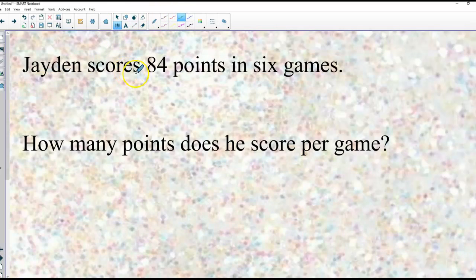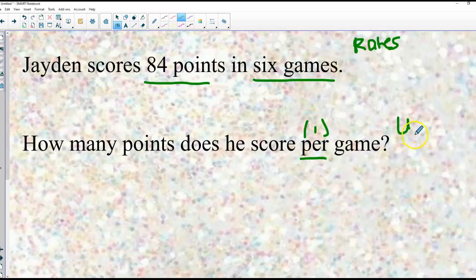This one says Jaden scored 84 points in 6 games. Again, this one is a rate because nowhere on here does it tell us what he did for 1. It tells us about 6. We're comparing points to games. So we want to figure out how much he did per game. There's that word per. So we're looking for the unit rate. I'm going to abbreviate that again, UR, just to save me some writing here.